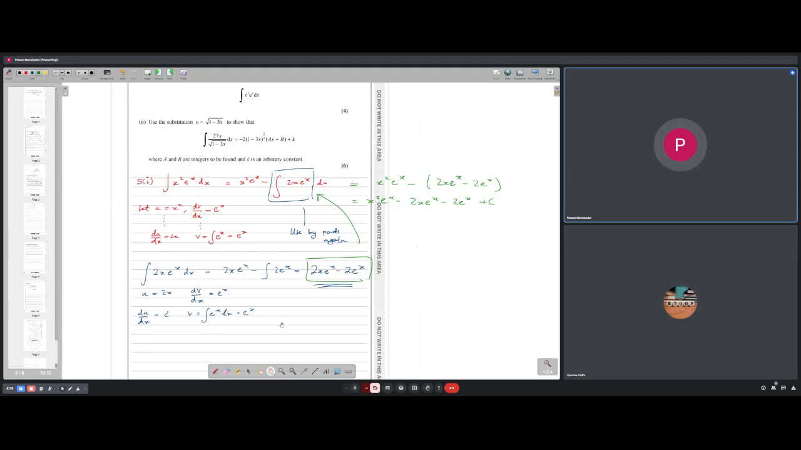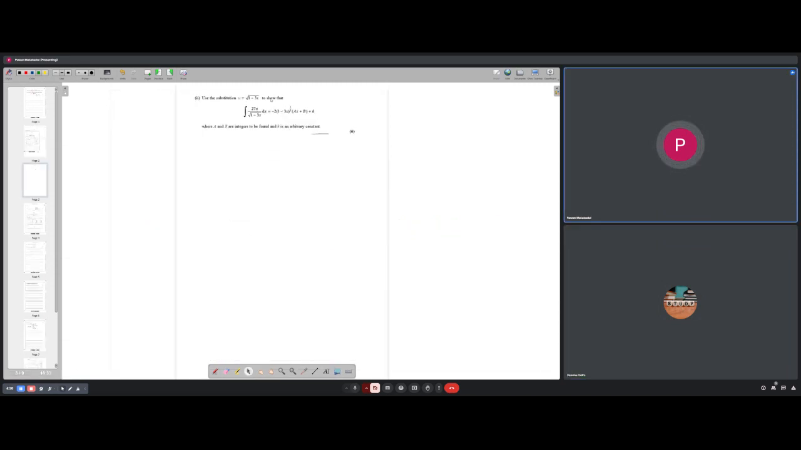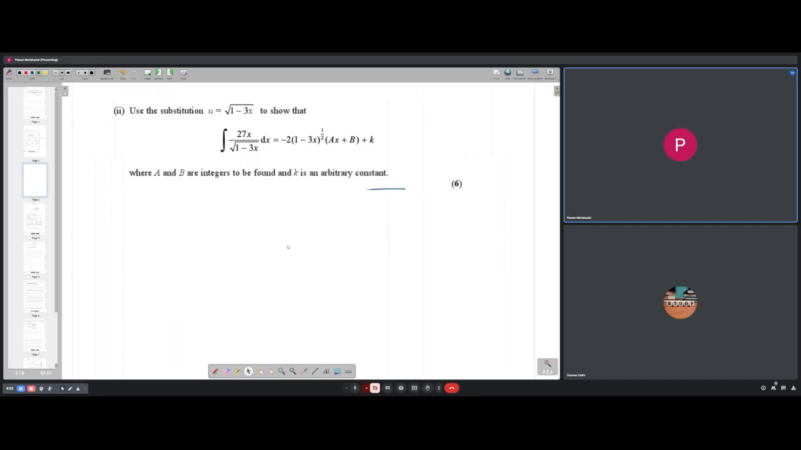Okay. And then for part 2, did you manage to show the result? All right. I know it's by substitution, but still. Okay. Use substitution, u is equal to... Okay, so first of all, what you want to do is take the formula that they give you. So they tell you that u is equal to square root of 1 minus 3x.